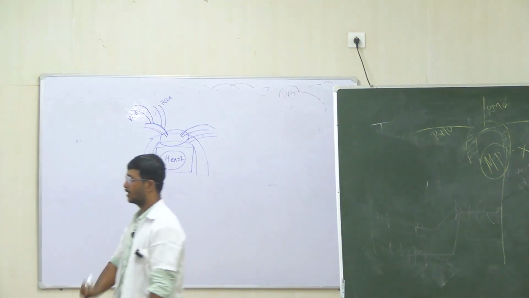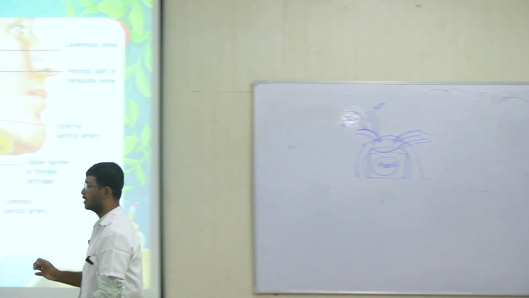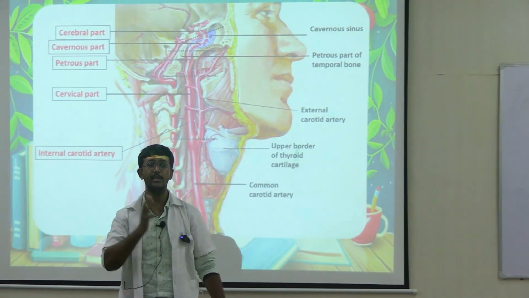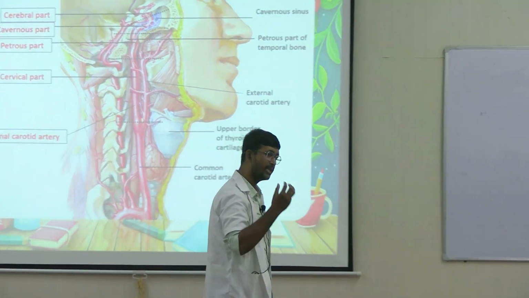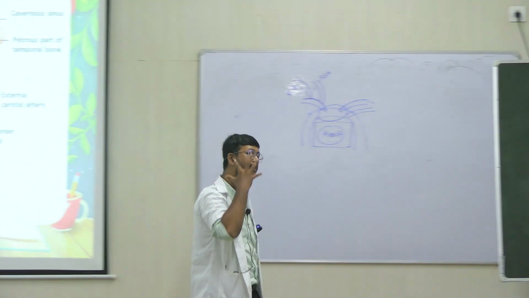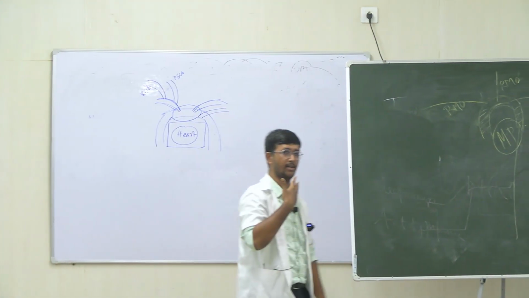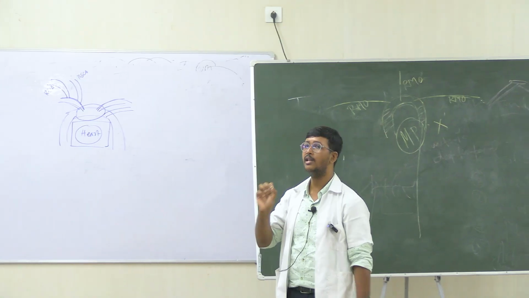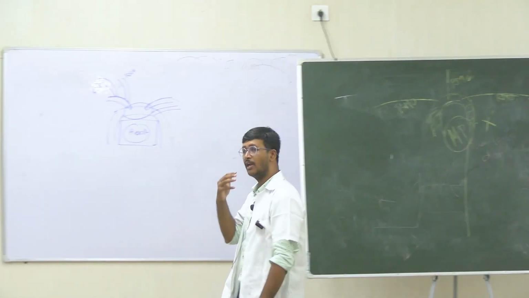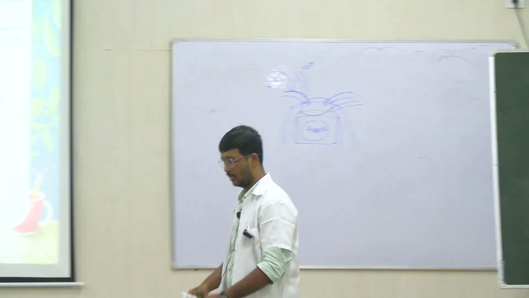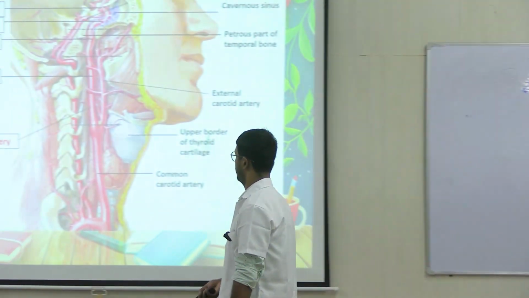Why the name external carotid artery? Because it is supplying the external part of the face. The external carotid artery is supplying mainly the face and your neck, and the internal carotid artery is supplying your brain. Okay, the brain is supplied by your internal carotid artery.